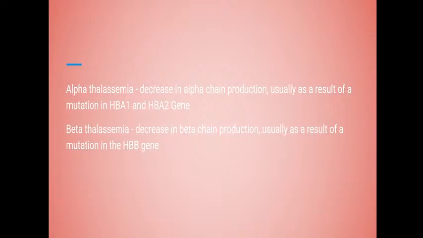Okay? Now, beta thalassemia. There is a decrease in the production of beta globin, of course, and usually as a result of a mutation in the HBB gene. Alright? So very easy to understand. If it says alpha thalassemia, the one that's affected is the alpha chain production. If it's beta thalassemia, there is a beta chain problem.